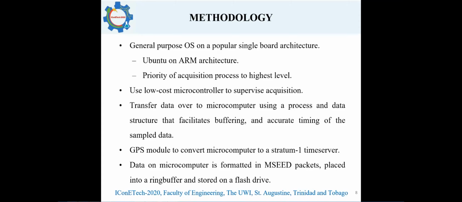Also, a GPS module will be used to create a stratum 1 time server on the computer to facilitate timestamping of data. In terms of data processing, standard seismic data formats such as miniseed, which we'll discuss later, are used, where packets are inserted into a ring buffer or stored into files on a flash drive.